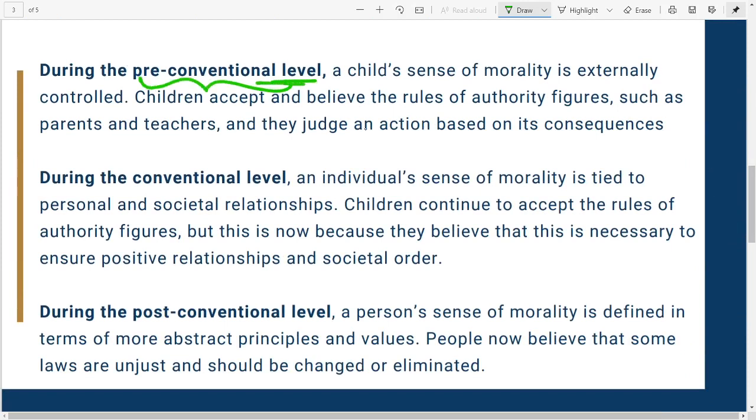Pre-conventional stage में क्या होता है? तो यहाँ पे सेंस ऑफ मोरालिटी जो है बच्चे की, it is extremely controlled by who? It is controlled by parents or any other authority figures. So this mainly depends on punishment and reinforcement, okay? So the first stage here would be punishment, and I will keep repeating this till everybody understands.